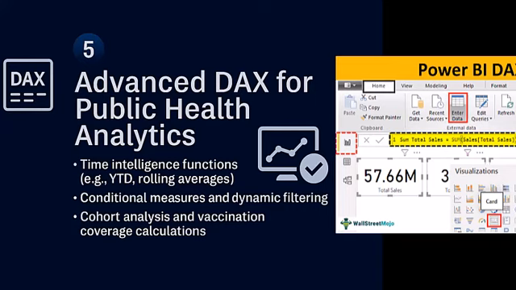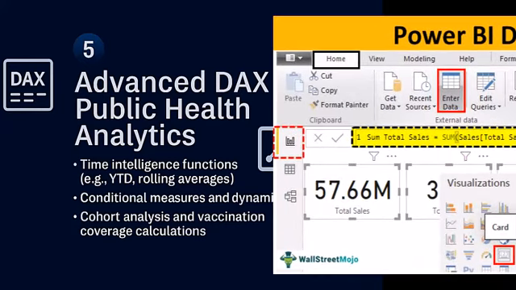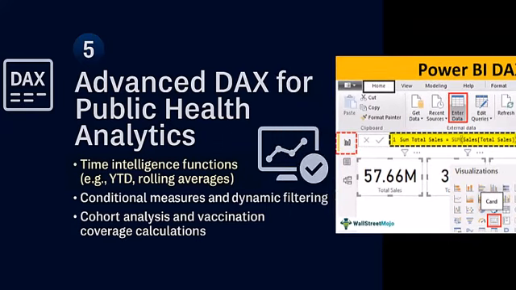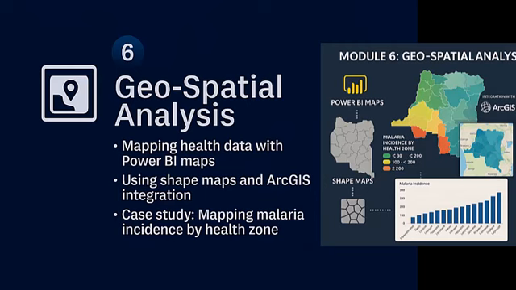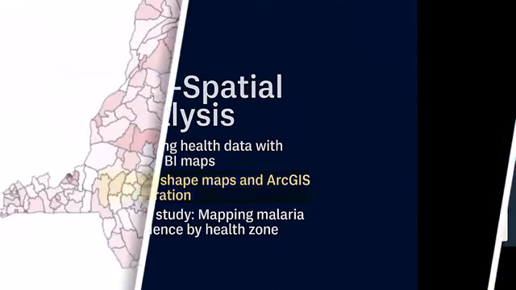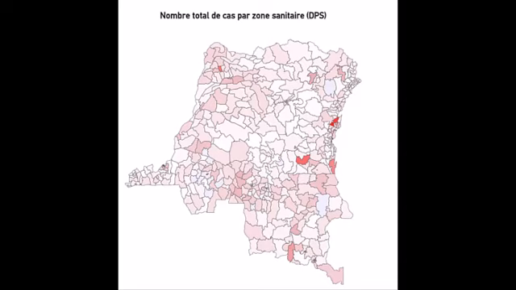Module 5 takes us deeper into advanced DAX for public health analytics. You'll work with time intelligence functions like year-to-date and rolling averages, apply dynamic filtering, and perform cohort analysis. We'll calculate vaccination coverage using data from Cibitoke, Burundi. In Module 6, we'll tackle geospatial analysis. You'll learn how to map health data using Power BI maps, shape maps, and even integrate with ArcGIS. We'll visualize malaria incidence by health zone.